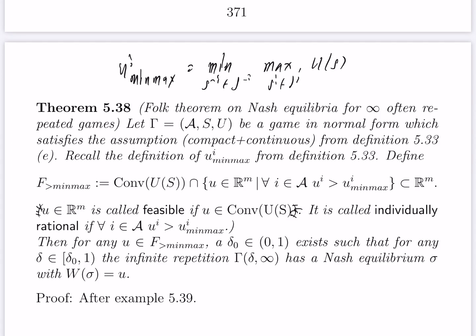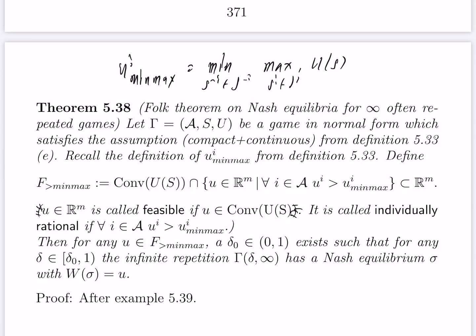must be continuous. So recall that, for example, a finite set S is automatically compact and the continuity is an empty condition, so U can then be an arbitrary function on this finite set. In definition 533 we had also defined the values Ui min-max. I have recalled this definition here above the theorem in my handwritten notes.